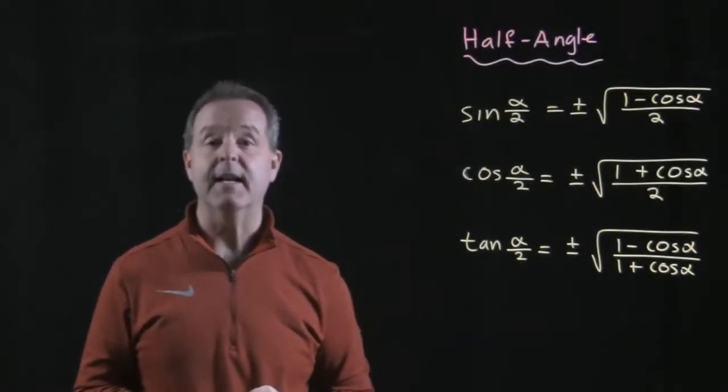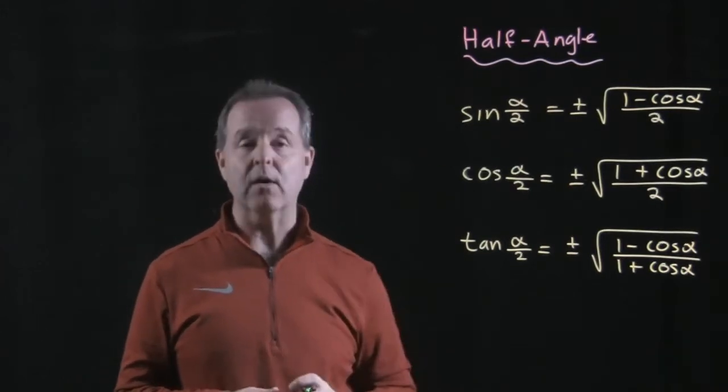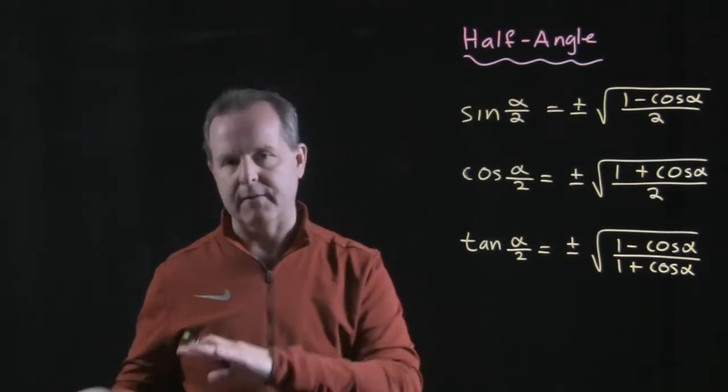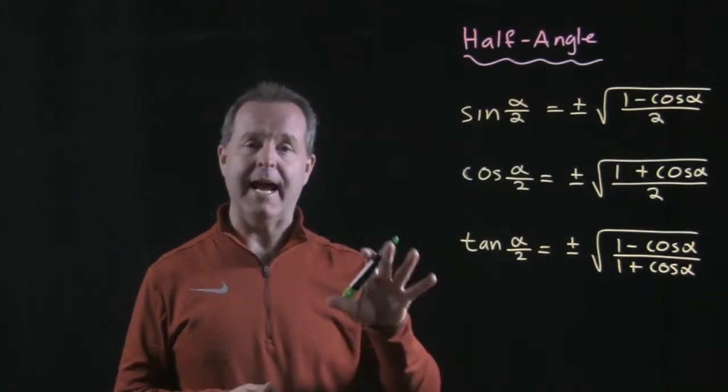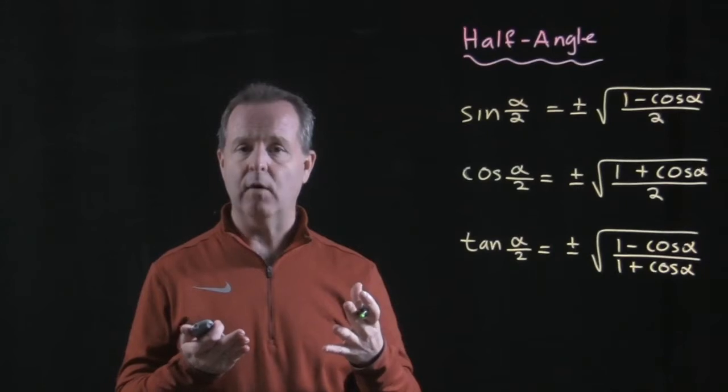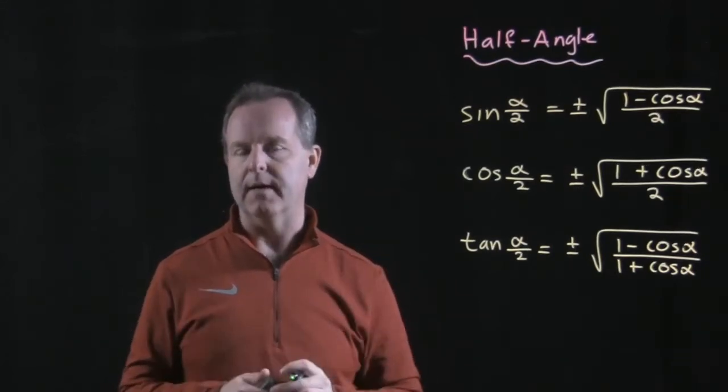Another series of identities that we could use are called half-angle identities, again derived from some previous identities that we have. Basically, they help us find the exact value of an angle when the angle we're looking for might be half of something else that we already know.